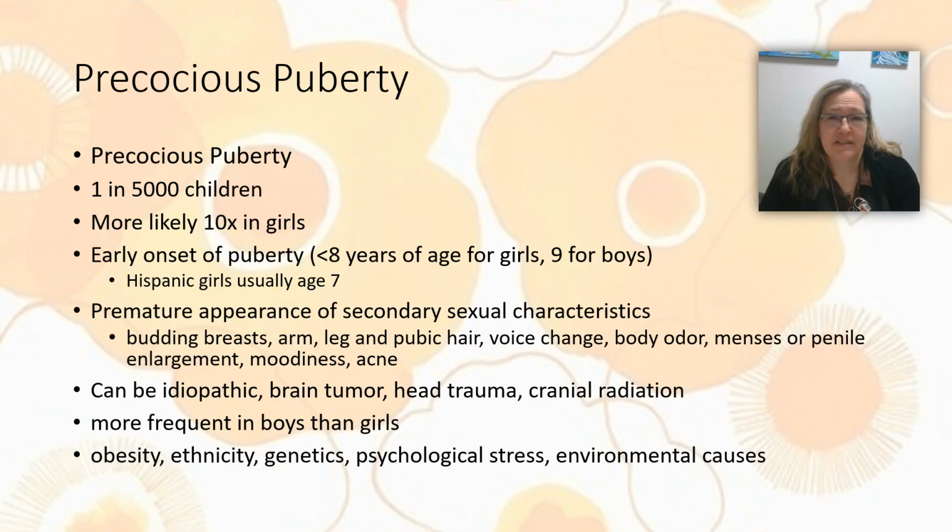So the way that you can detect that is, again, going over your Tanner stages. The Tanner stages include the appearance of breast tissue, arm, leg, or pubic hair, voice changes, body odor, and menses in girls, and penile enlargement in boys, moodiness, and acne. All of those are part of the Tanner stages, and that needs to be followed up if the child is less than those ages. It has been becoming so common, though, that they're actually thinking of lowering the age to 7 all around.